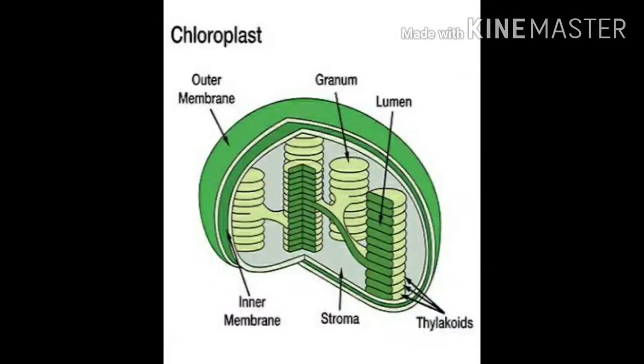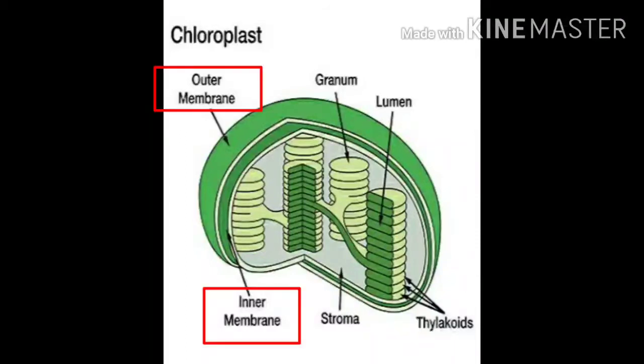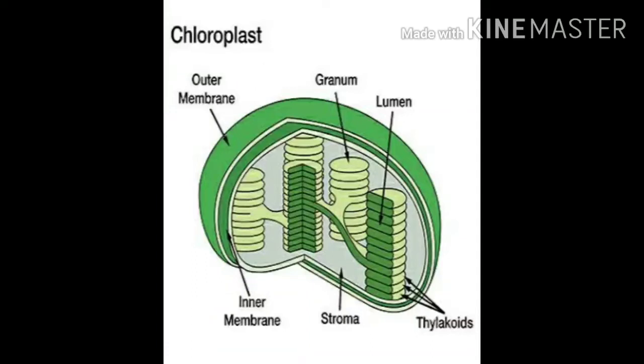First one, envelope. Chloroplast envelope has outer and inner membranes which is separated by intermembrane space. Second, stroma. Matrix present inside to the membrane is called stroma. It contains DNA, 70S ribosomes and other molecules required for protein synthesis.